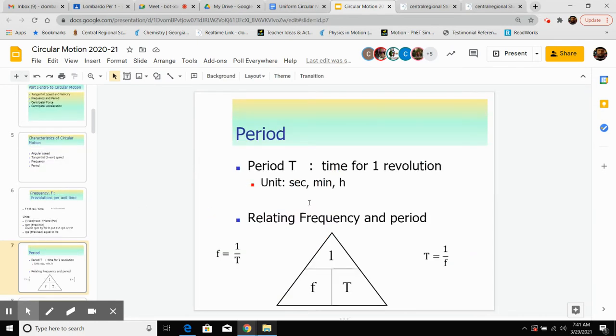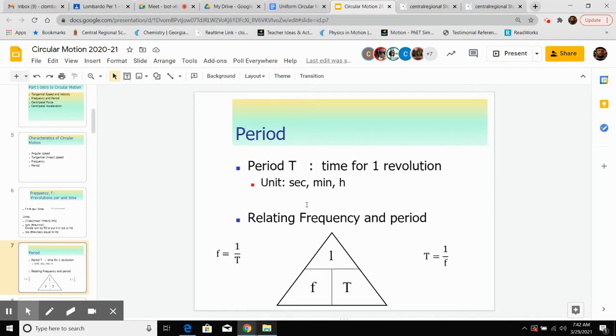Then you have the period. The period is the time it takes to do one complete circle, one complete lap around a track, anything like that, as long as it completes its circular motion. So that can be in seconds, it could be in hours. All right, it is a time essentially, but more specifically, it is the time it takes to complete just one.